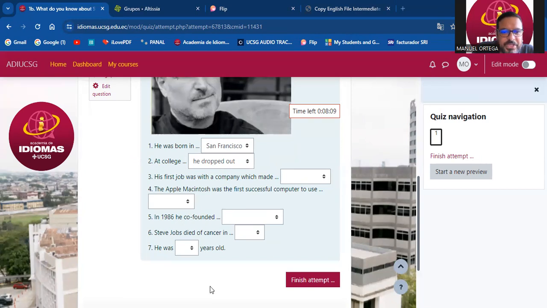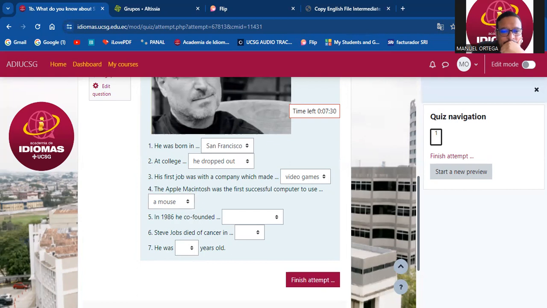Number 3, his first job with a company which made, and the options get video games. Video games. Very good. Number 4, the Apple Macintosh was the first successful computer to use. The big innovation about that one was a mouse. The mouse, exactly. That was the great innovation actually with the Macintosh.